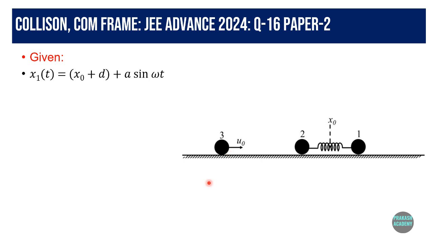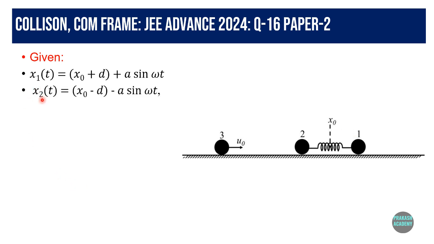So we have been given the position of particle 1, that is x1(t), as I said earlier also. This is x naught plus d, which is somewhere here, and then a sin omega t. So the maximum value of this will be plus a and the minimum value will be minus a. From x naught plus d, this is going a distance this side and coming a distance this side. So from x naught plus d, this is making an SHM with an amplitude of a.